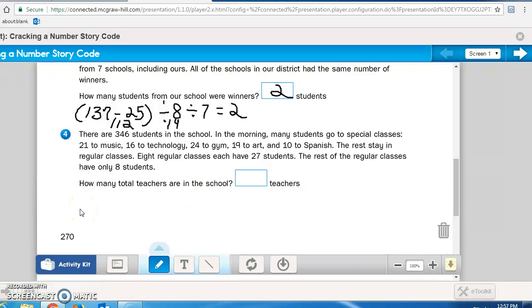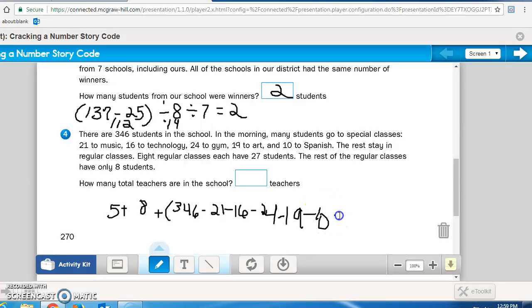For problem 4, I'm going to be doing 5 plus 8 for the 5 days and the 8 regular classes. Then I'm going to add what I get when I take 346 minus 21 minus 16 minus 24 minus 19 minus 10, minus 8 times 27, divided by 8.